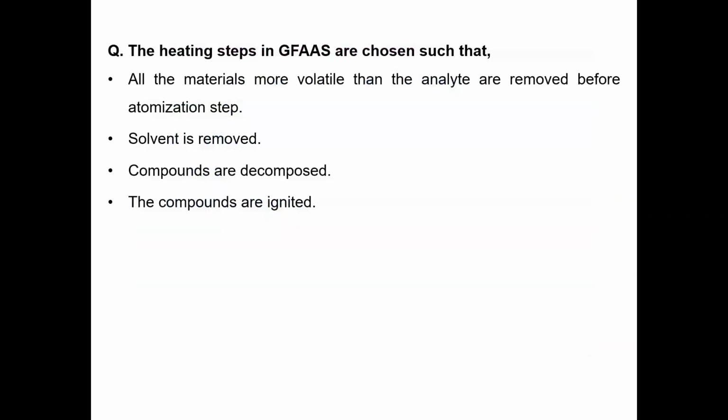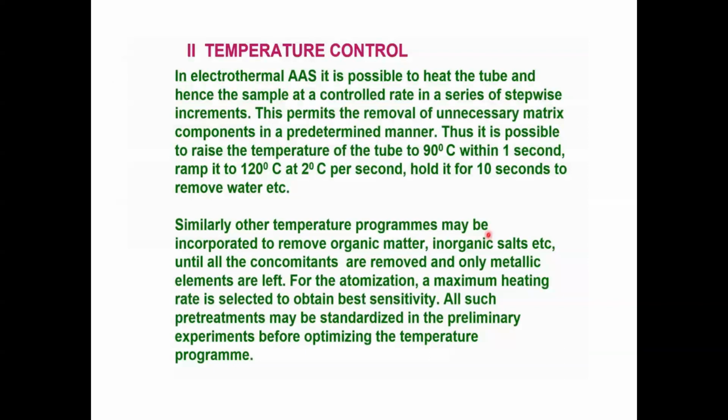Next one is related to the heating steps. The heating steps in GFAAS are chosen such that all the materials more volatile than the analyte are removed before the atomization step, right? Solvent is removed, compounds are decomposed, or the compounds are ignited. Basically, we do the heating programming such that all the interfering, or you can say matrix, components are volatilized, so that they do not interfere with the atoms, right?